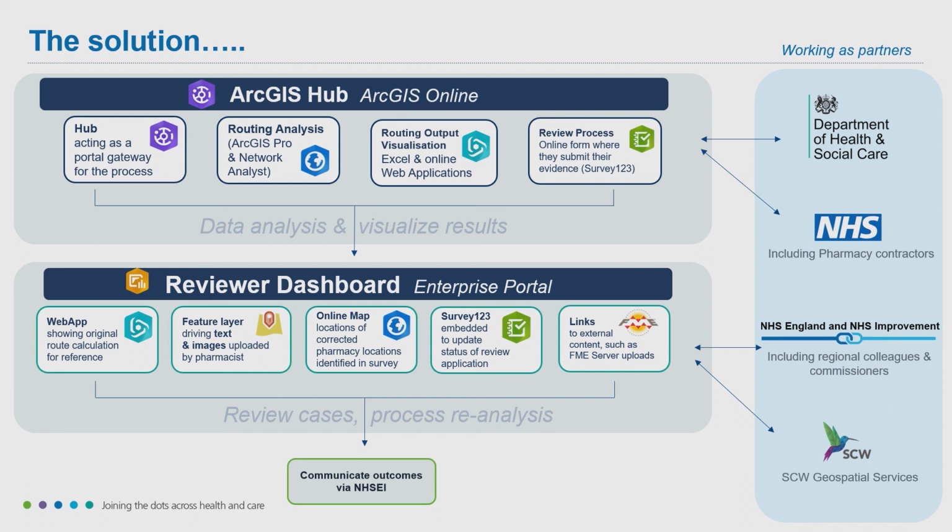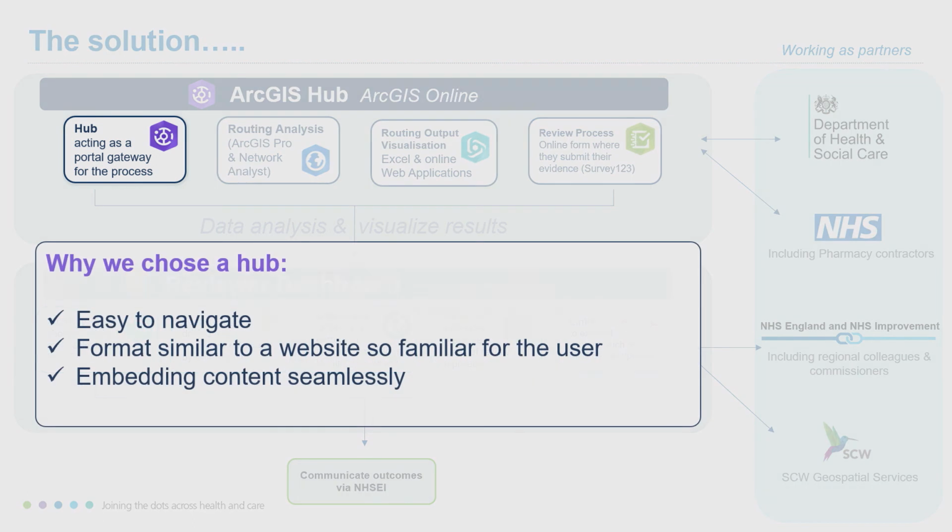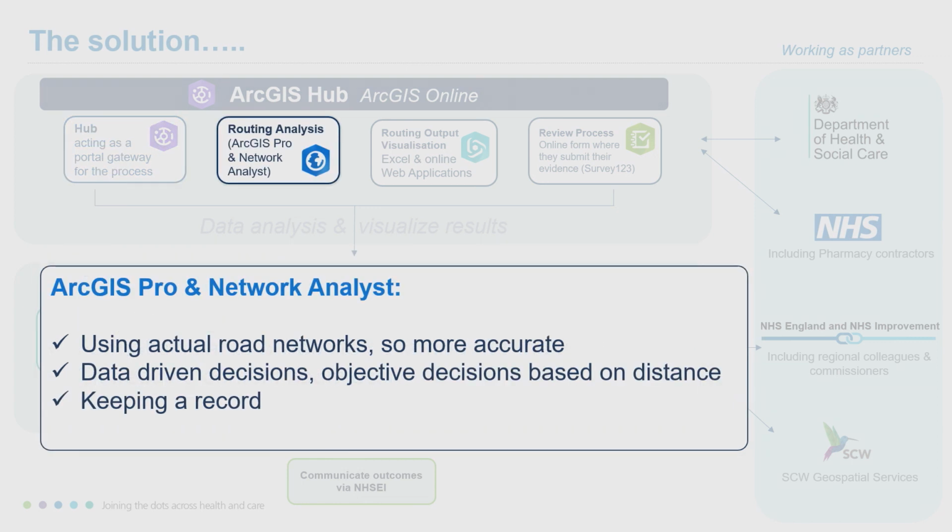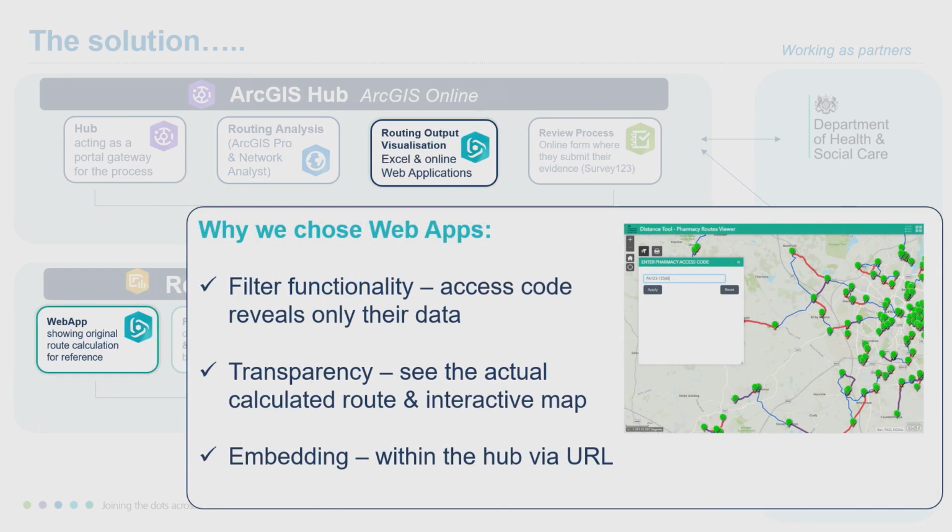So if I look through each element of what you can see on the screen and why we chose it and the benefits of each. The hub, it was easy to use, it's seamless, it's like a website, and it's familiar. It's a great place to host it. The routing in ArcGIS Pro, as described by James, was objective. It's evidence-based decision-making, and you've got an accurate record of what was done and why. Web apps, as we know, are highly configurable. The filter functionality was perfect here, and the visualization of routes was essential to knowing why the decision was made as it was.